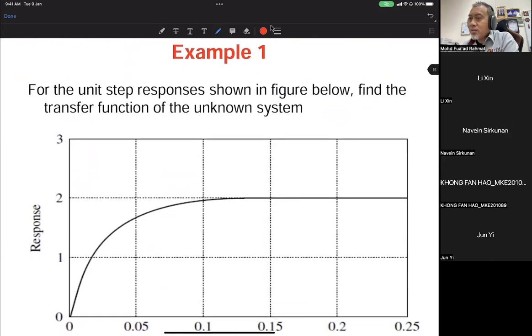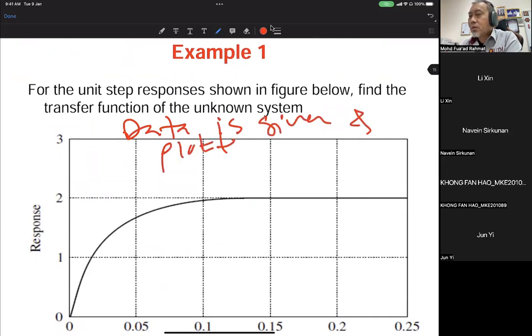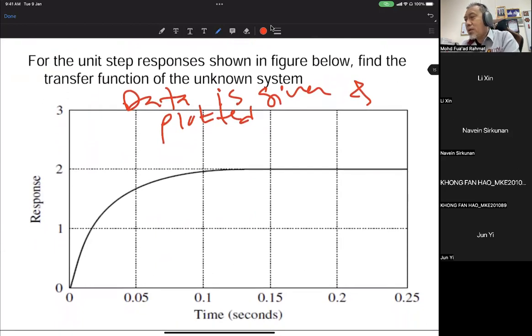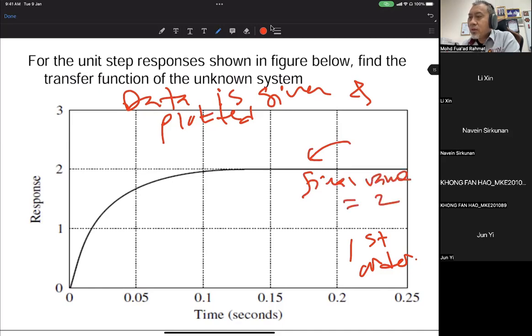Find the transfer function of the unknown system. So data is given and plotted, as shown here. By looking at this data, you can see it is a first order system. What is important for you is to identify the final value first. The final value is equal to 2.